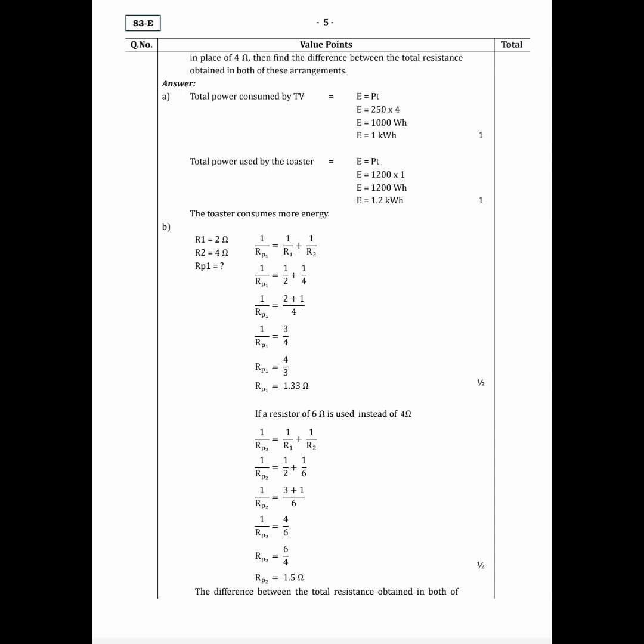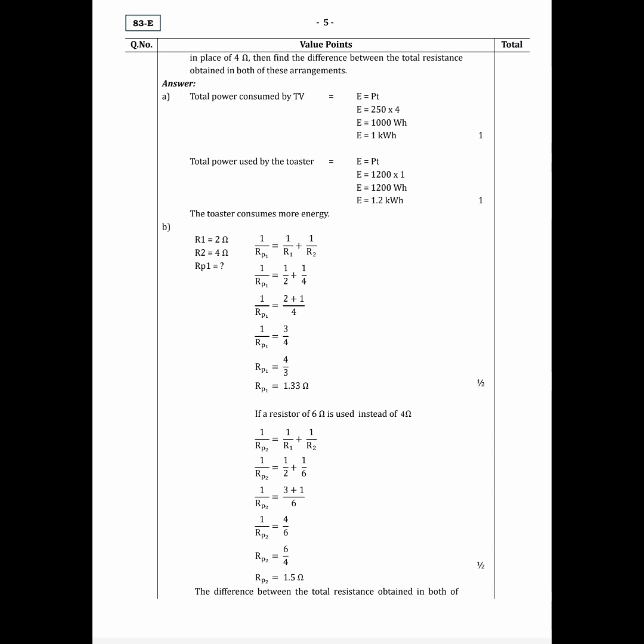If a resistance of 6 ohm is used instead of 4 ohm, RP2: 1 divided by RP2 is equal to 1 divided by R1 plus 1 divided by R2. 1 divided by RP2 is equal to 1 divided by 2 plus 1 divided by 6. 1 divided by RP2 is equal to (3 plus 1) divided by 6. 1 divided by RP2 is equal to 4 divided by 6. RP2 is equal to 6 divided by 4. RP2 is equal to 1.5 ohm.